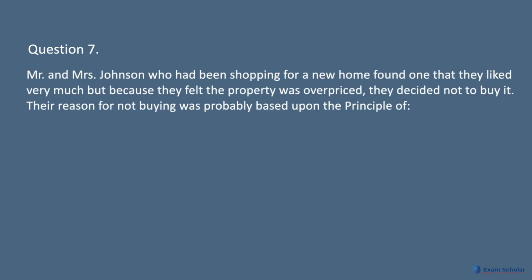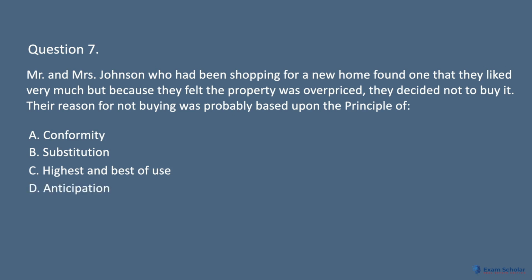Question 7. Mr. and Mrs. Johnson, who had been shopping for a new home, found one that they liked very much, but because they felt the property was overpriced, they decided not to buy it. Their reason for not buying was probably based upon the principle of A. Conformity. B. Substitution. C. Highest and best use. D. Anticipation.